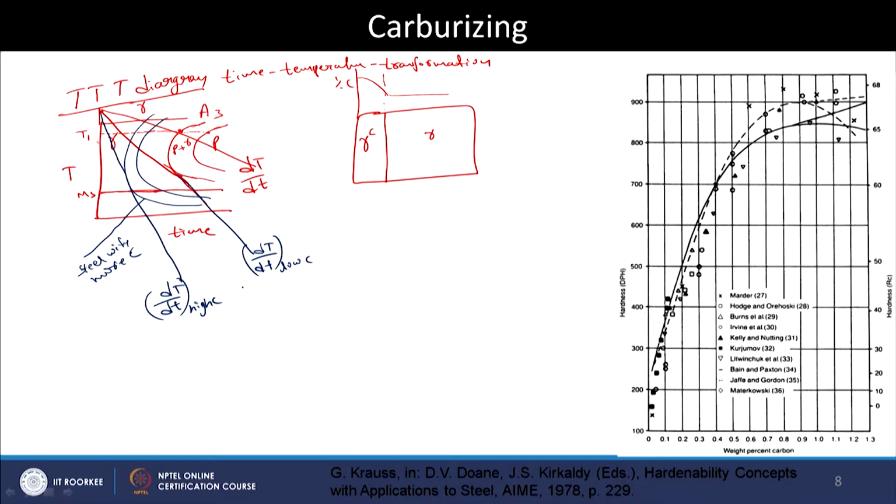Okay. That means, when you are cooling it with this rate, you can see the surface region being this part, and these curves are for the core of the sample. You have a low carbon for which these are the transformation curves. This region being high carbon has the transformation curve given by these lines.